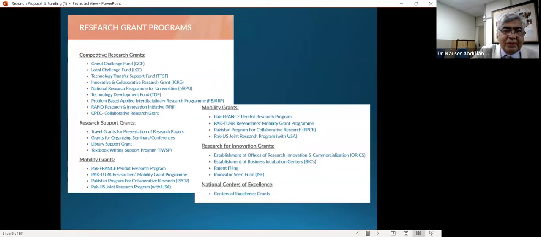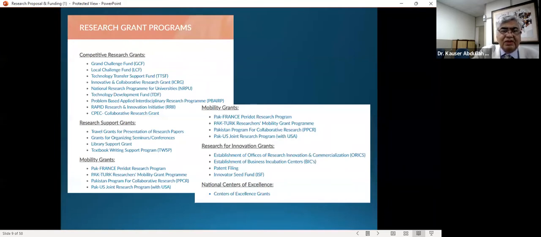They have all the competitive research grants. They have been holding the Grand Challenge Fund, Local Challenge Fund, Technology Transfer Support Fund, Innovative and Collaborative Research Grant, National Research Program for Universities, NRPU, which I'm sure you are all aware of, and then the Technology Development Fund, Problem-Based Applied Interdisciplinary Research Program, Rapid Research and Innovation Initiative, and CPAC Collaborative Research Grants.